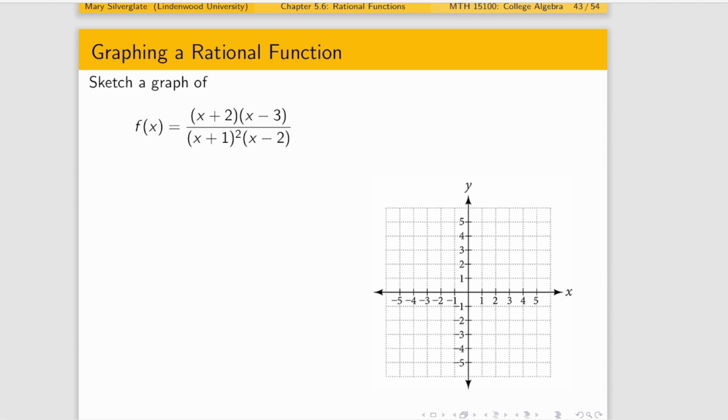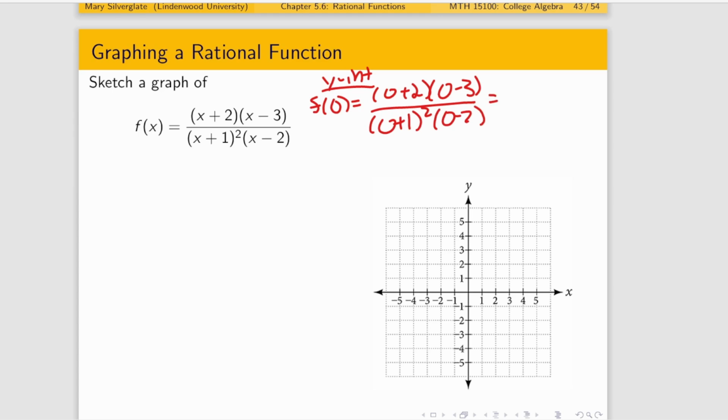The first thing I like to find out is my y-intercept, if it exists, because it's usually the least amount of work. So I plug in 0 for x, I get 0 plus 2 times 0 minus 3 over 0 plus 1 squared times 0 minus 2, 2 times negative 3 over 1 squared times negative 2. 2 times negative 3 is negative 6. 1 squared is 1 times negative 2 is negative 2, so negative 6 over negative 2 is 3. So I have a y-intercept at (0, 3). I'm going to go ahead and plot it.